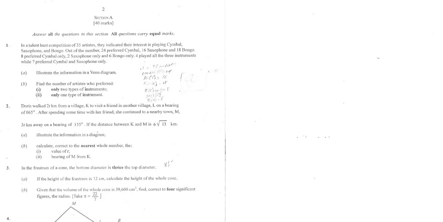Alright, so now the first thing is that we are given the number of artists, which I will call the number of the universal set, which is equal to 35. And we are given that they indicated their interest in playing cymbal, saxophone, and so on and so forth. 24 prefer what? Cymbal. The number of those that prefer playing the cymbal instrument is 24.